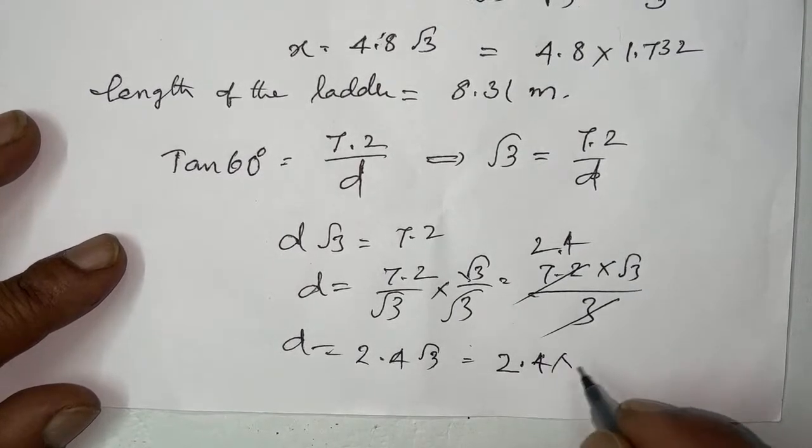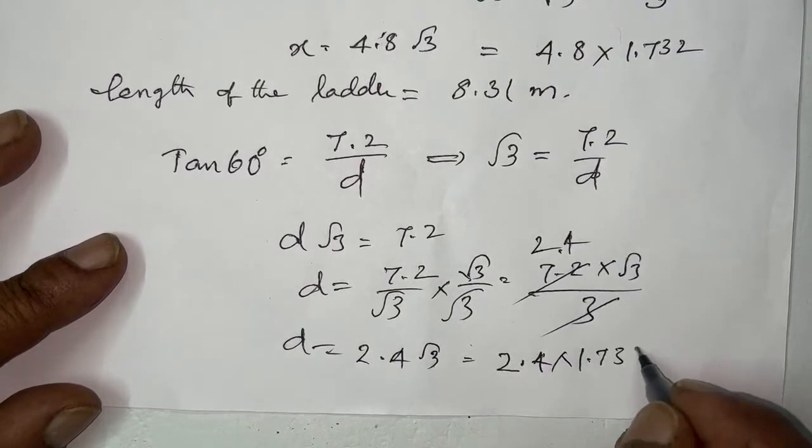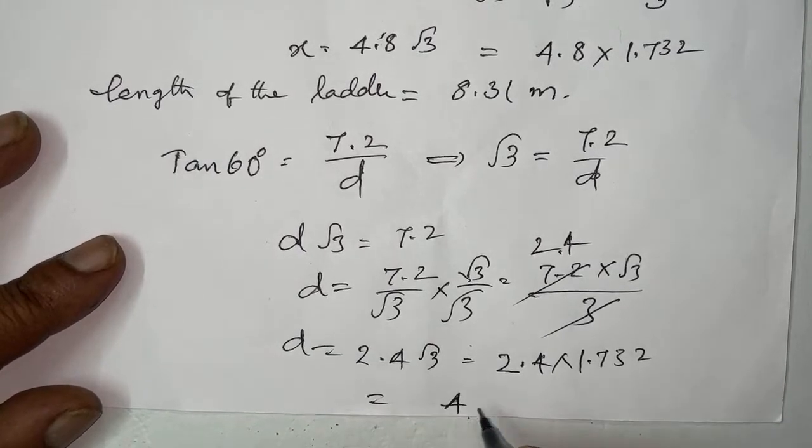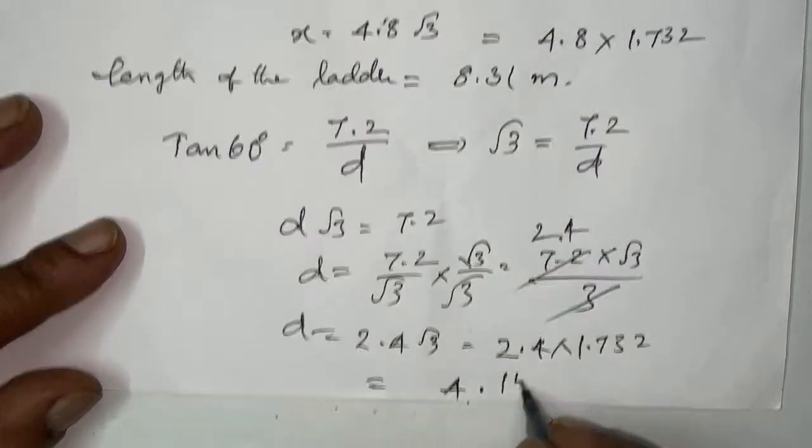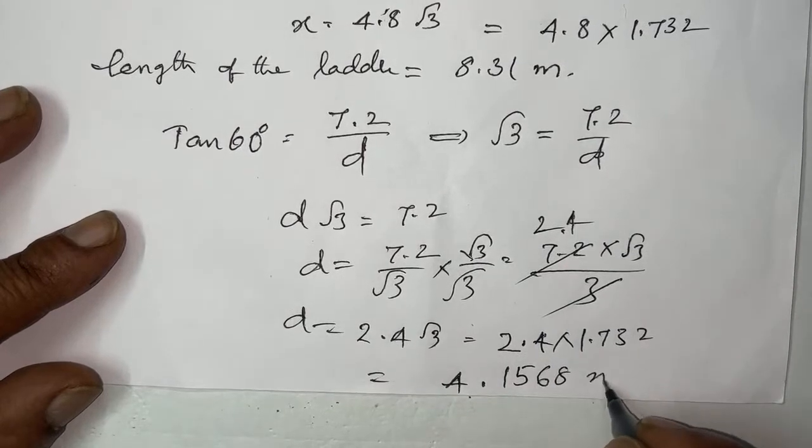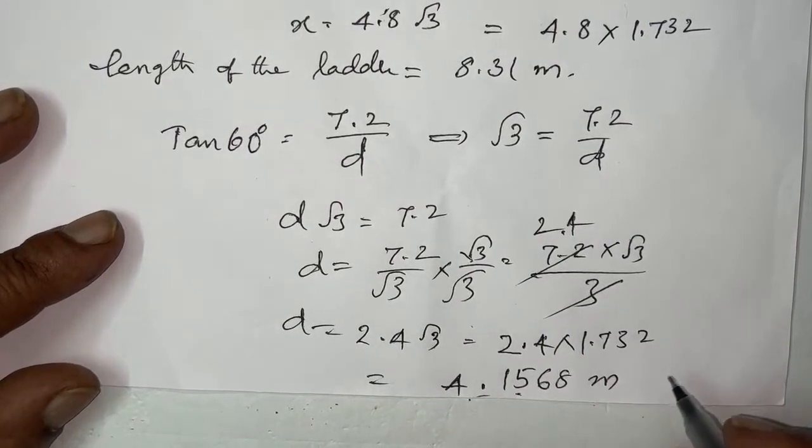2.4 into 1.732, we will get 4.1568 meters. This is the distance.